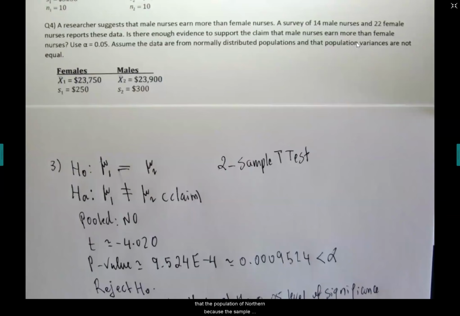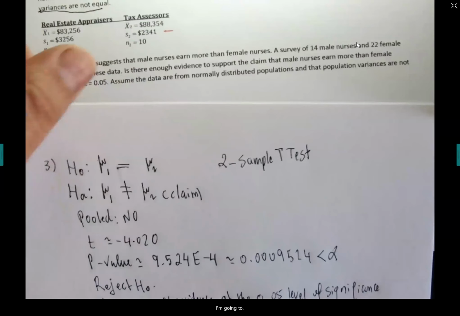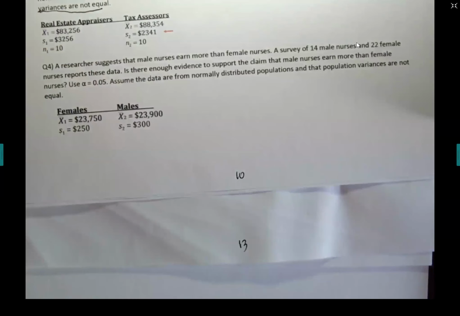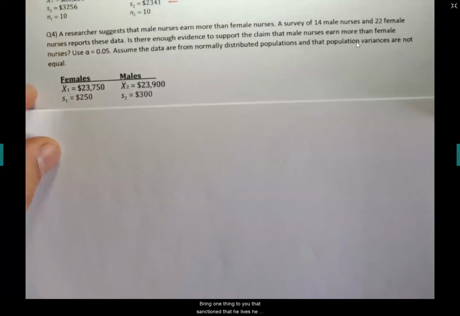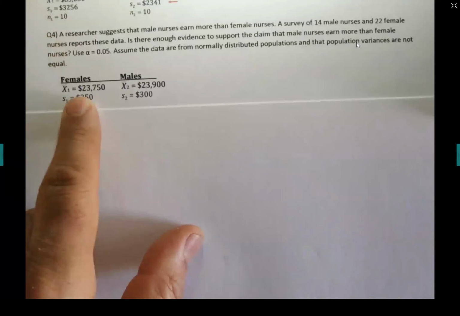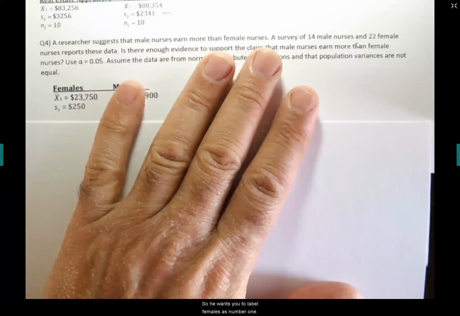He has to tell you that the populations are normal because the sample sizes are less than 30. And that the population variances are not equal. That means the pooled is no. So I'm going to just bring a blank page for this question. And I just want to bring one thing to your attention, that here he put females first. So he wants you to label females as number 1.